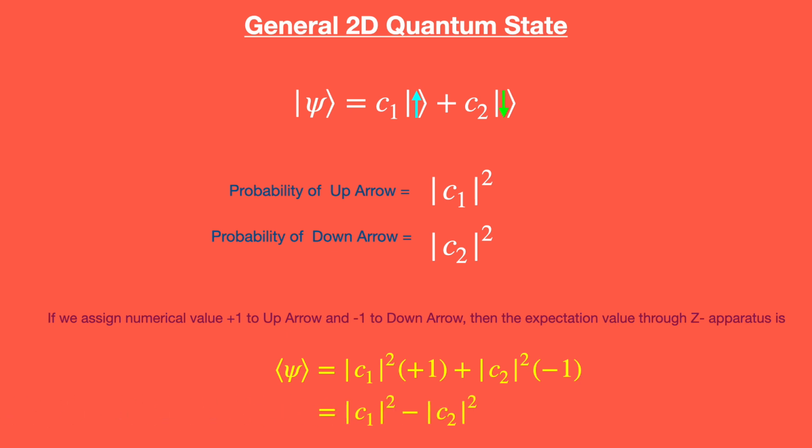And so the expectation value, if I were to pass many such quantum states all prepared in the state psi through the z apparatus, would be simply mod c1 squared minus mod c2 squared. And again, I'll refer you to the video where we defined what the expectation value is and what the variances are, which we'll use in the next part of the video.